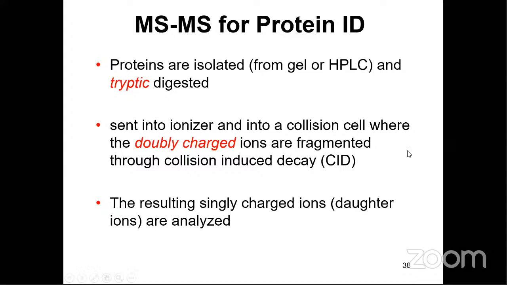So proteins are isolated from gel or HPLC, trypsin digested, then sent to an ionizer, where they get doubly charged. Then they are fragmented, broken down through collision-induced decay, and the resulting singly charged ions are analyzed. The doubly charged ions go into the collision chamber, as it is called, and then break into singly charged ions, which go into your analyzer.